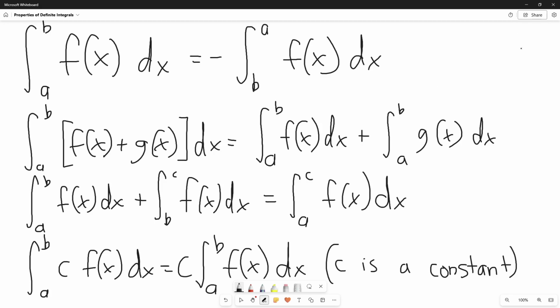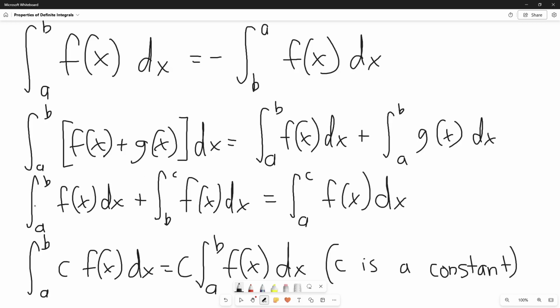We already went over this one in the video on the fundamental theorem of calculus, so you should already know this. The second property is that the definite integral from a to b of f of x plus g of x with respect to x is equal to the definite integral from a to b of f of x with respect to x plus the definite integral from a to b of g of x with respect to x. This intuitively makes sense because we already have a rule for this for indefinite integrals: the integral of f of x plus g of x equals the integral of f of x plus the integral of g of x. You can just separate them out, and it works in definite integrals as well.